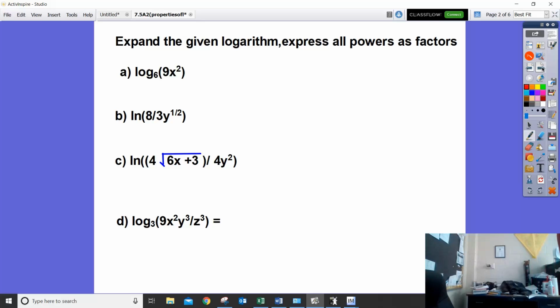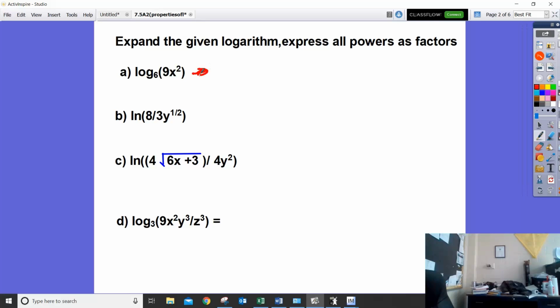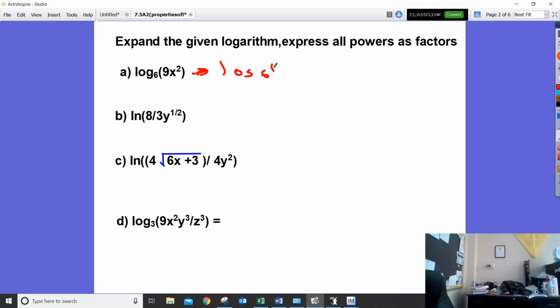All right, expand the given logarithm. That means that we break this thing apart, express all powers as factors. So you have log base 6 of 9 times x squared. You see that? Now look at the notes you just took. How do you break apart multiplication? Through addition. Okay. Well, it is in 2 distinct steps. Go ahead, Sam. Tell me what you're thinking. Log base 6 of 9, log base 6 of x squared. I'm good with that.